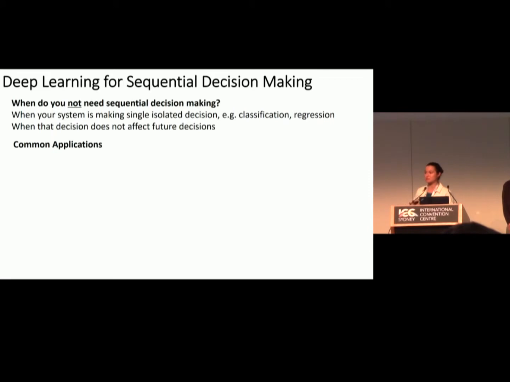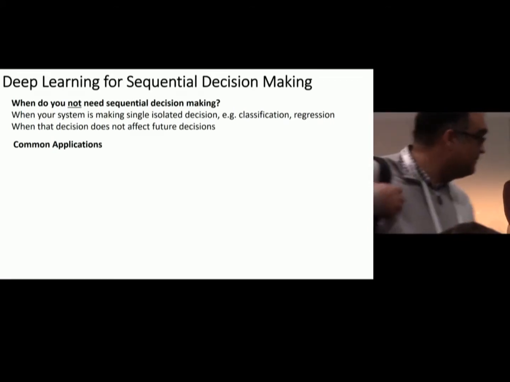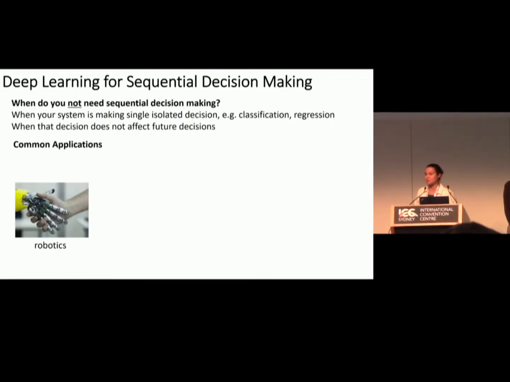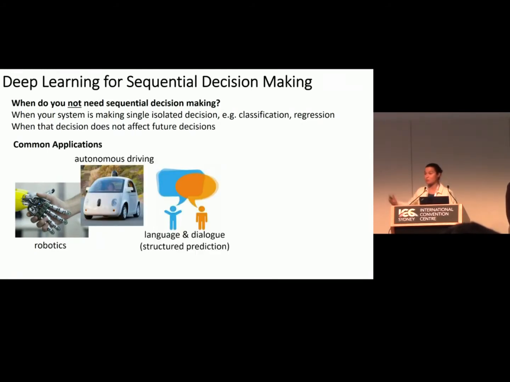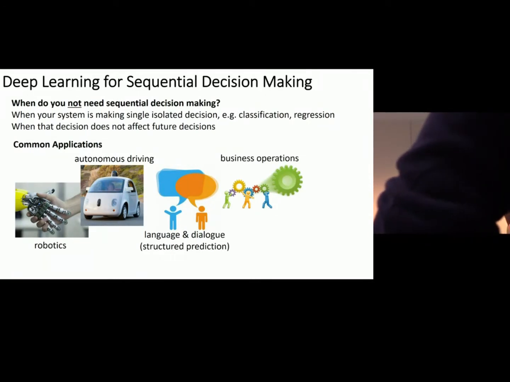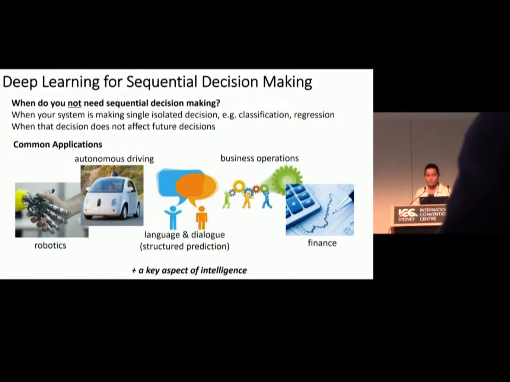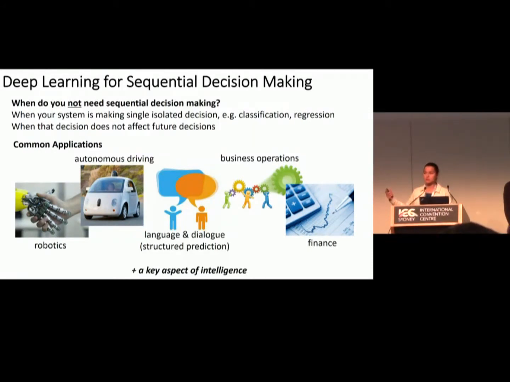These aren't the only applications of this problem, and I hope that some of you came today with your own applications in mind. As I showed before, robotics is a very common application of sequential decision making, as is autonomous driving, language and dialogue, and more broadly the problem of structured prediction, where you're trying to make predictions sequentially. Business operations, such as resource management and allocation, and finance, where you're trying to make predictions about financial markets. And beyond these applications, the ability to make decisions in sequence is a key aspect of human intelligence and something that humans are able to do very effectively.